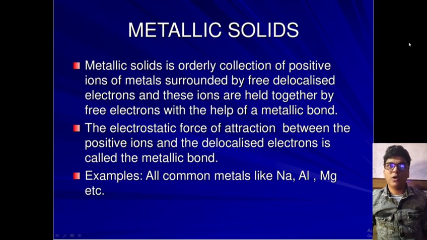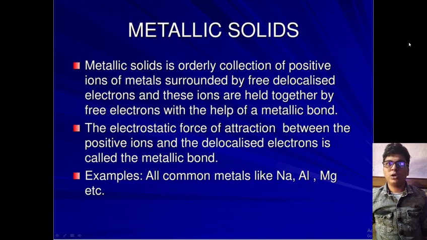Metallic solids. A metallic solid is an orderly collection of positive ions of metals surrounded by free delocalized electrons, and these ions are held together by the free electrons with the help of a metallic bond. The electrostatic force of attraction between the positive ions and the delocalized electrons is called the metallic bond. Examples: all common metals like Na, Al, Mg, etc.